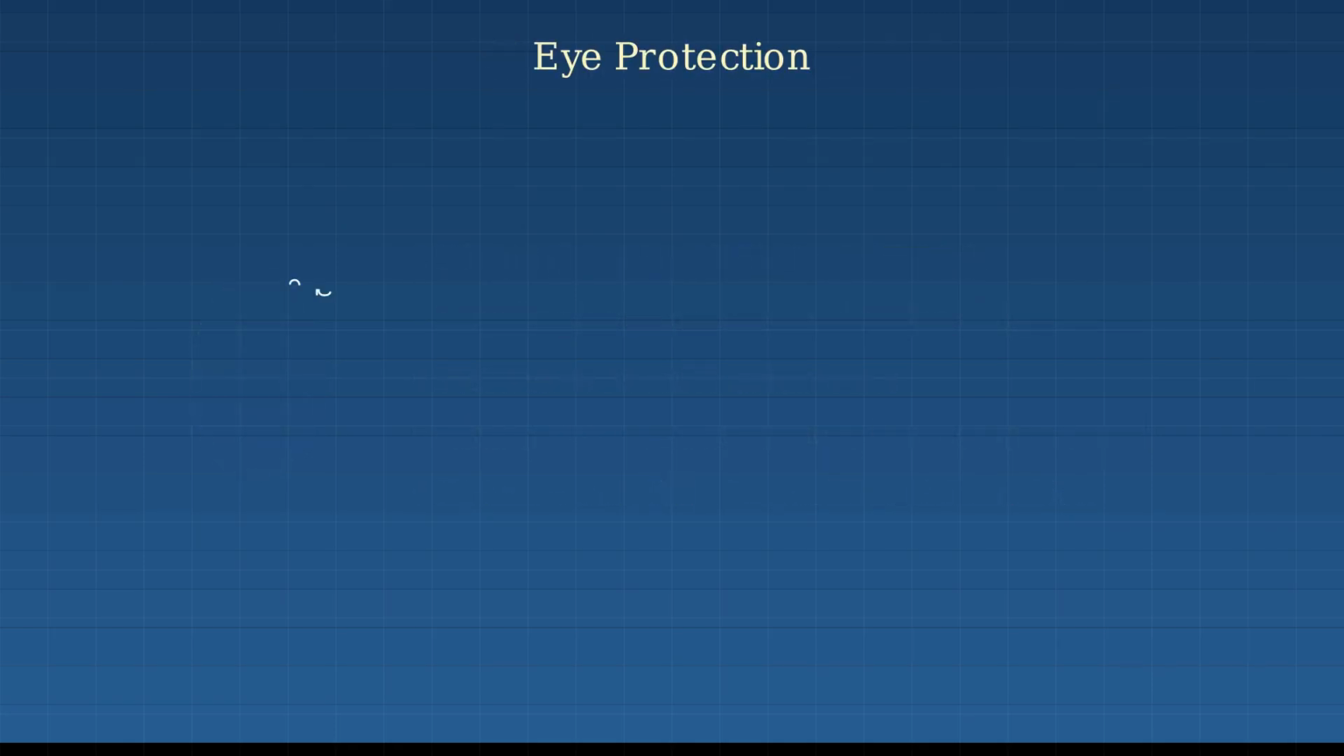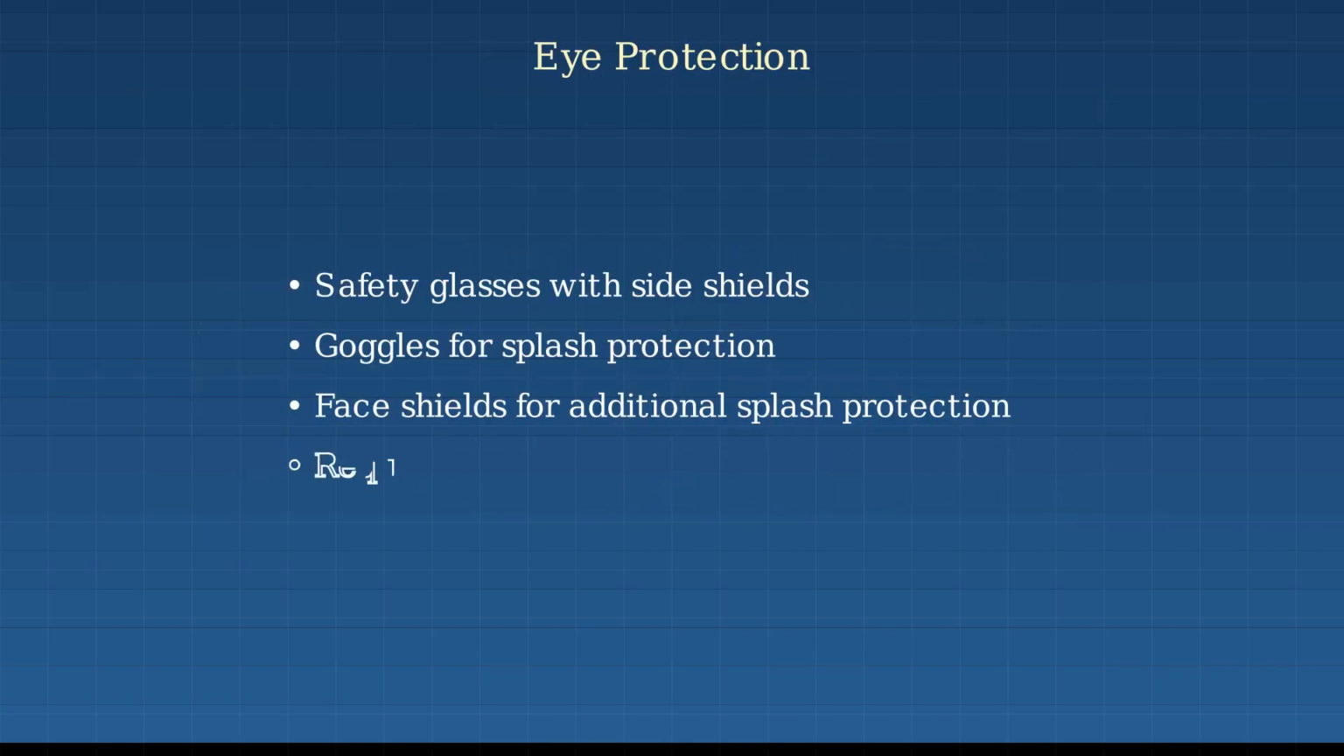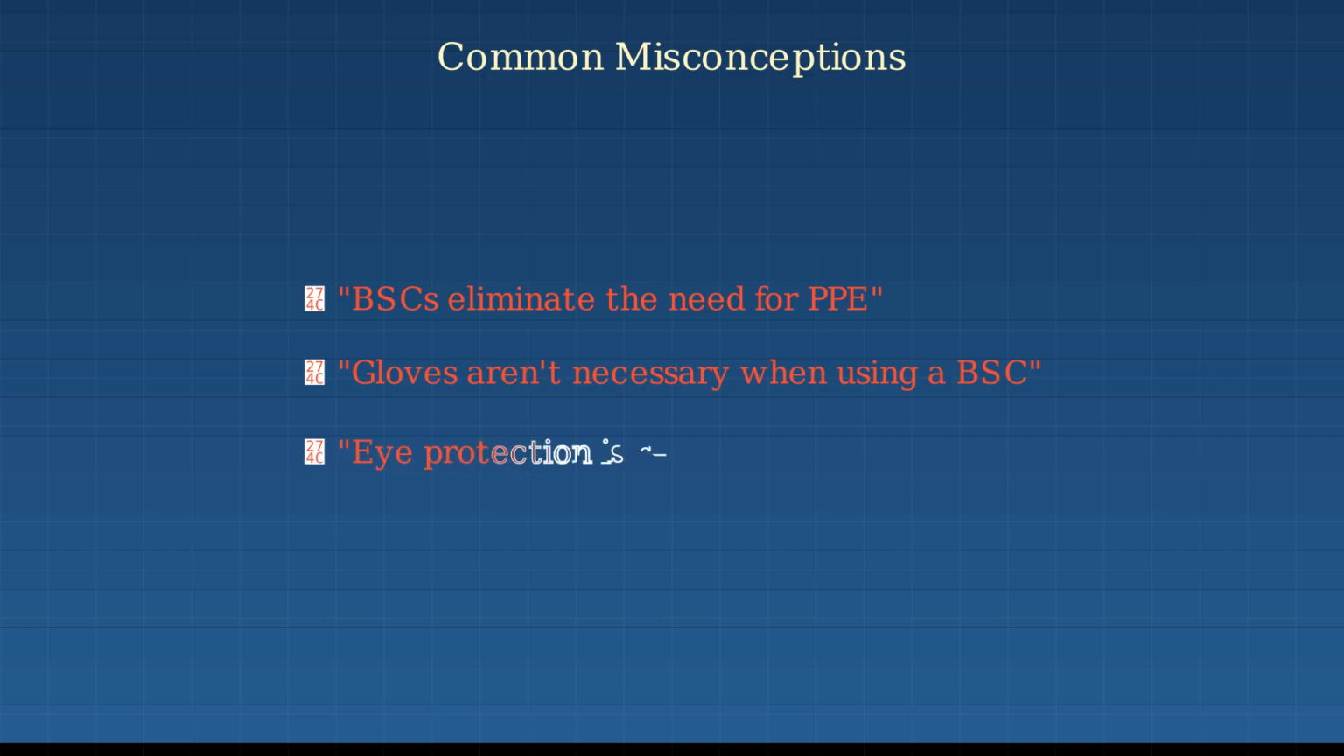Eye protection includes safety glasses with side shields, goggles for splash protection, or face shields for additional protection. Remember that eye protection is required even when the biosafety cabinet sash acts as a barrier. Let's address some common misconceptions. First, BSCs do not eliminate the need for PPE. Second, gloves are always necessary when working in a BSC. And third, eye protection is not redundant even with the cabinet sash in place.